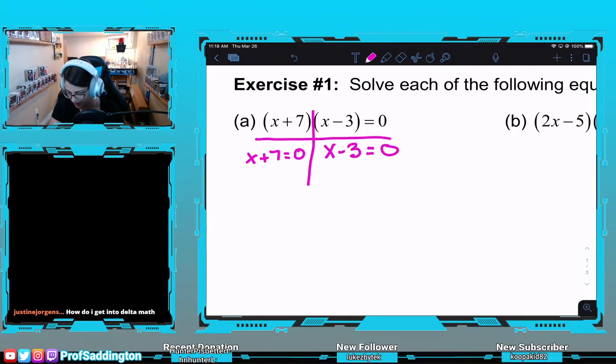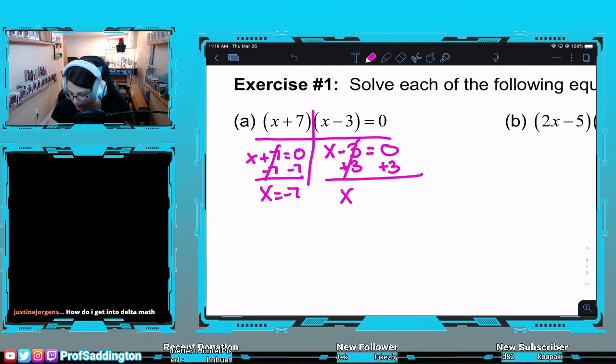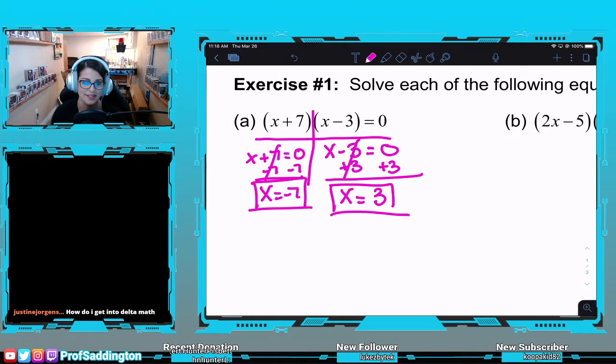So over here on the left, we can subtract 7. So we get x equals negative 7. And over on the right, we can add 3. So we get x equals 3. So those are our 2 roots, or your x-intercepts, at negative 7 and positive 3. And that's it. That's the zero product law. Wham bam.